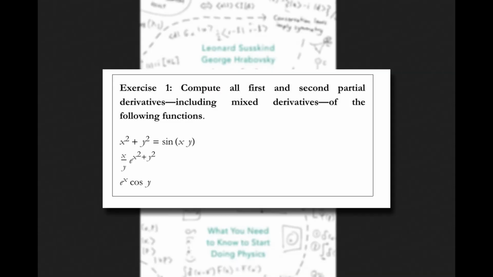Exercise 1. Compute all first and second partial derivatives, including mixed derivatives, of the following functions. x squared plus y squared, sine of xy, x by y, e to the power x squared plus y squared, and e to the power x cos y.